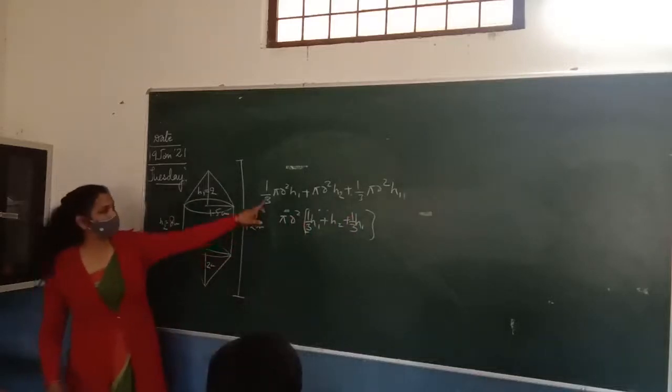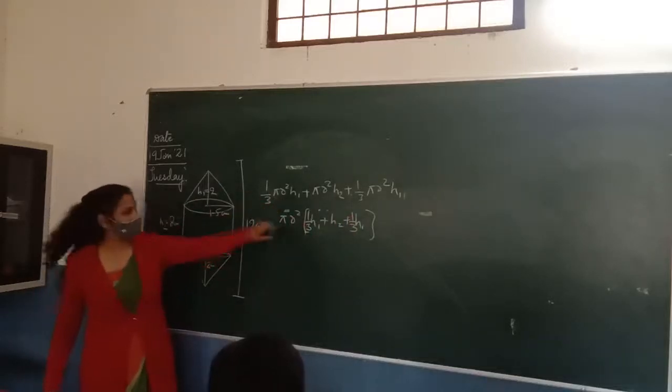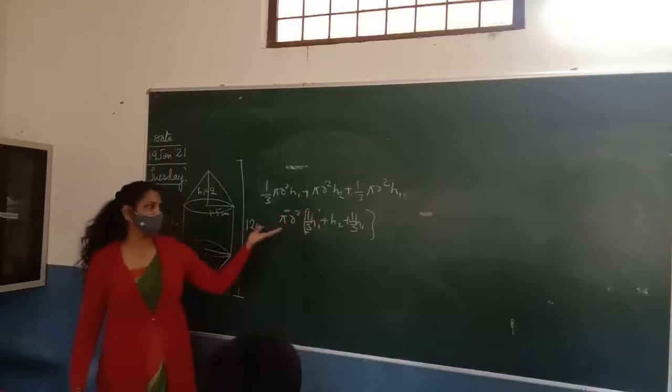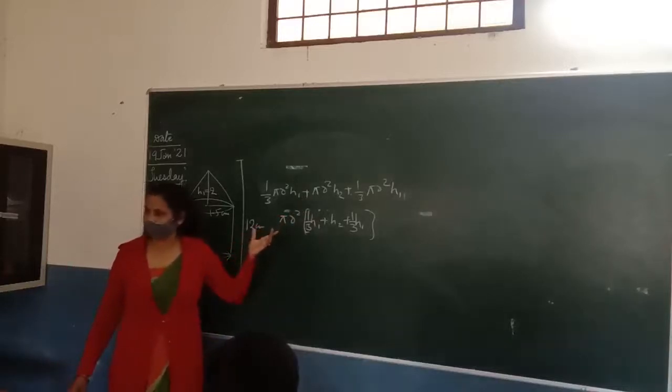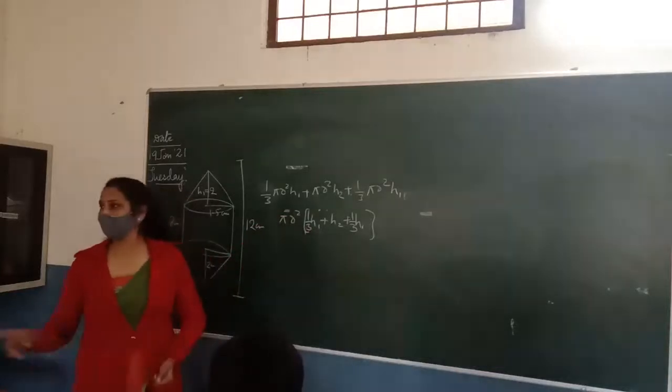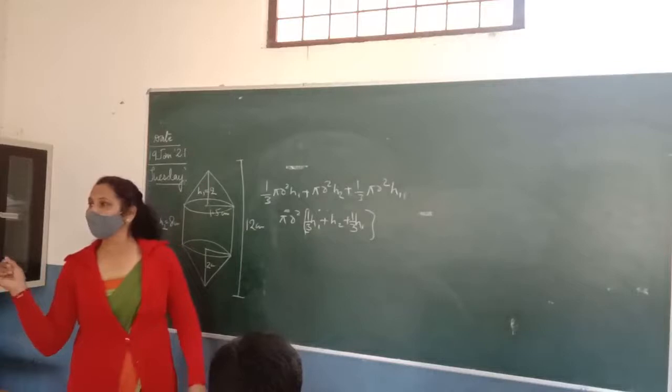So we are taking pi r square as a common because there is no 1/3, so we can't take 1/3 as a common. Thank you, Rishabh. Clear? Can you calculate it? Okay. Now the next one. Any other doubt from this line?